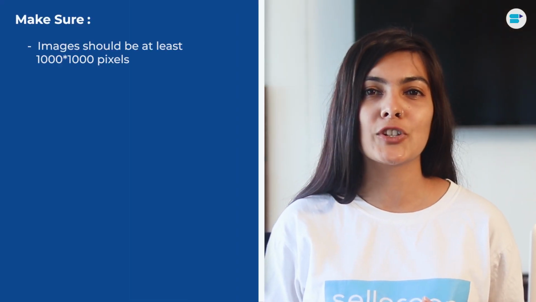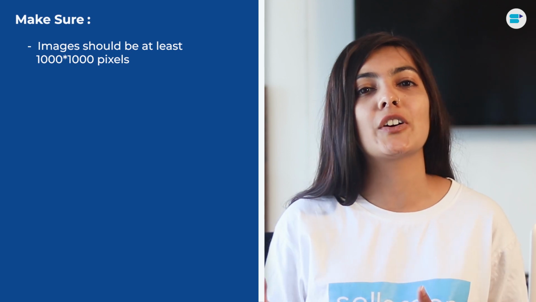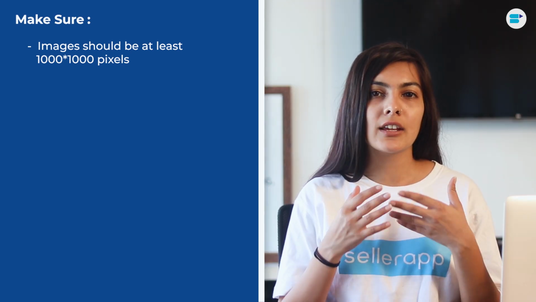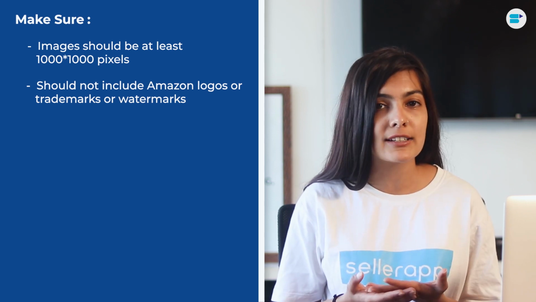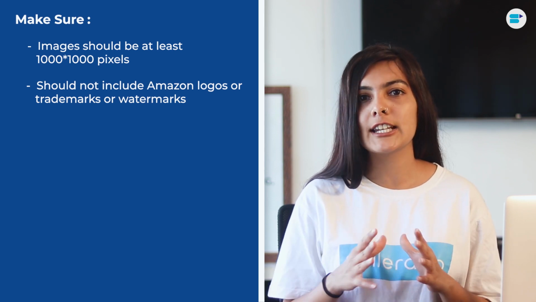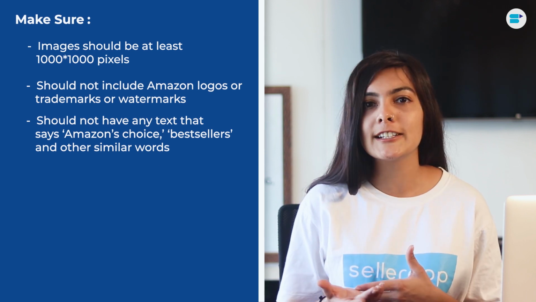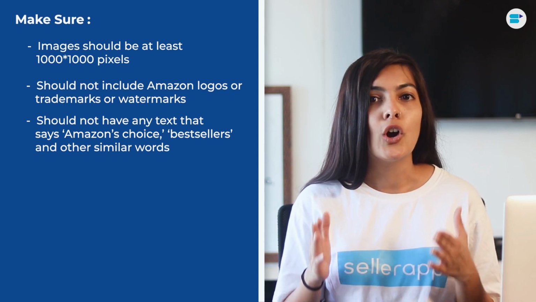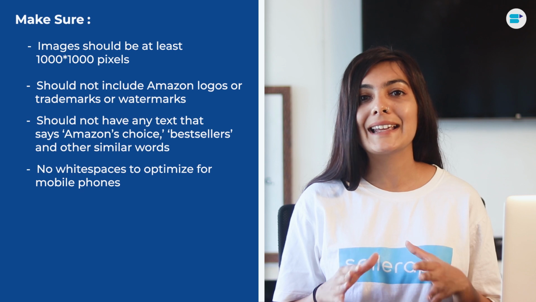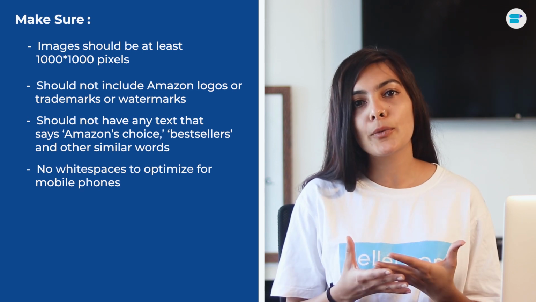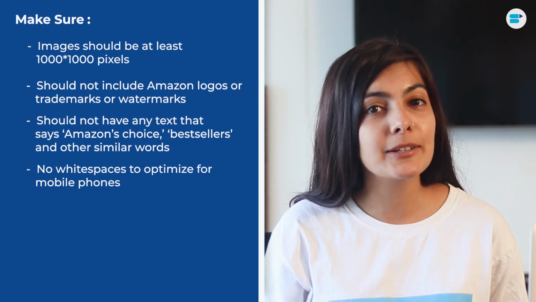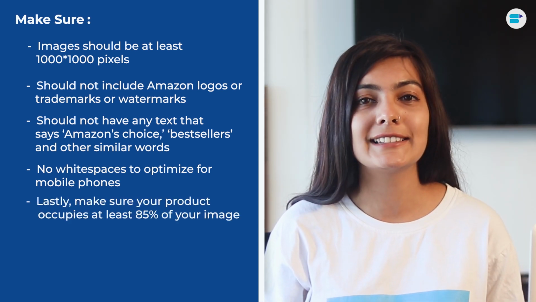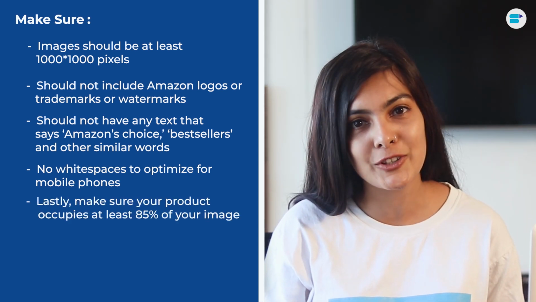Make sure you upload high resolution images with the images being at least 1000 x 1000 pixels. And the images should not have any logos, trademarks or watermarks, and make sure that it doesn't contain any text like bestsellers, Amazon choice, etc. Also remove any unwanted white spaces because it will make your product appear clearer even on the mobile phone. And lastly, make sure your product occupies at least 85% of the space of your image.